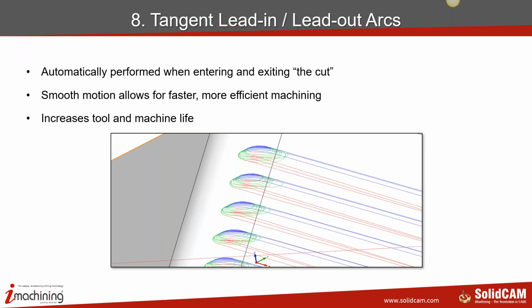Tangential lead-in and lead-out. Now, this is a feature of iMachining. The user need not specify it. This is calculated automatically based on the cutting tool and the geometry defined in the part. So it's completely automated. There is hardly anything that you can actually define inside iMachining once you have defined those four items.